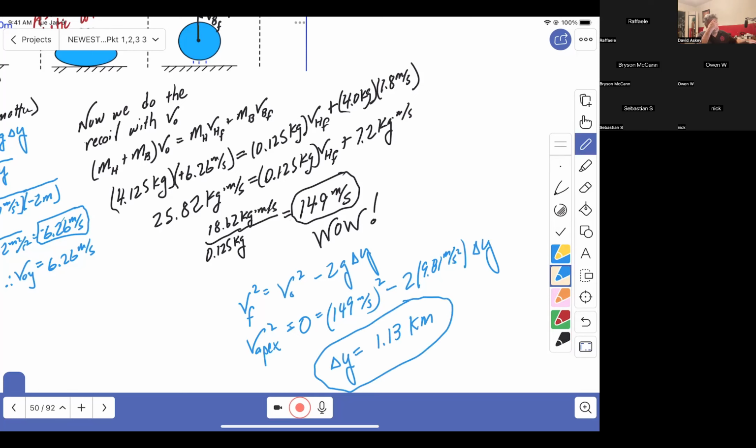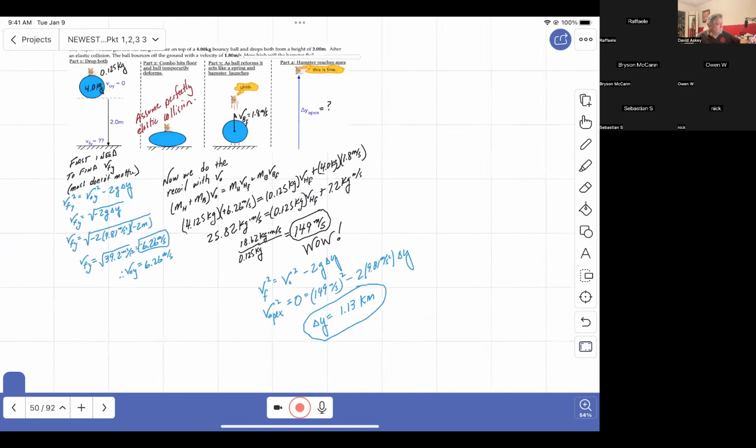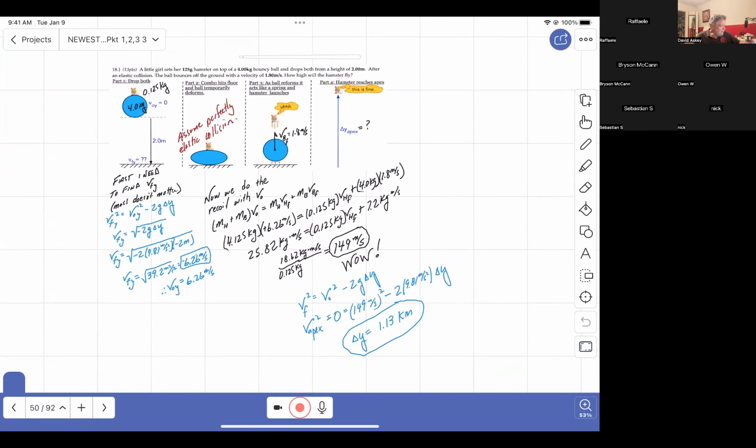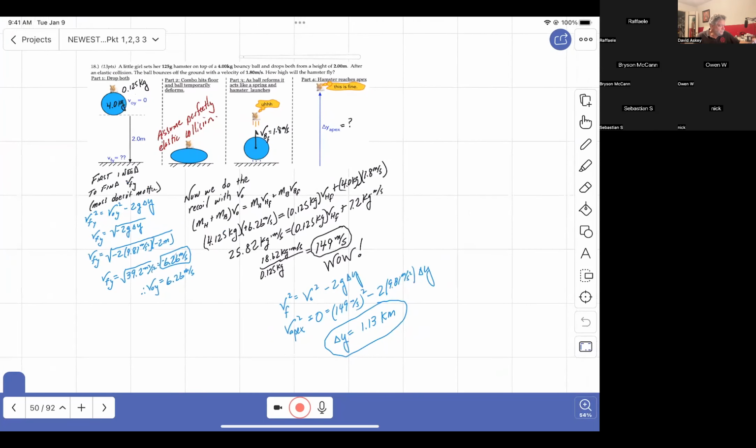Yeah. So probably would hit the ceiling, I hate to say, but let's say we did it outside. And so Ben got that. Yeah, 1.13 kilometers high. Okay. You know, I'm making up numbers. I mean, obviously it's a little crazy, but if it had that kind of elasticity, I guess that might happen.